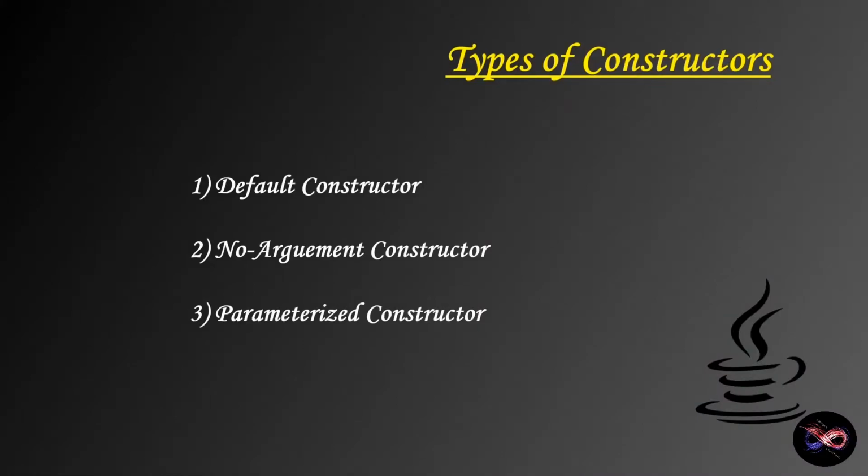So the next type of constructor is known as the no argument constructor, or in short, no args constructor. So as the name suggests, it does not contain or accept any kind of argument or parameter. So basically we define this constructor, but we define it without any argument. So now let's see an example code for this type of constructor.